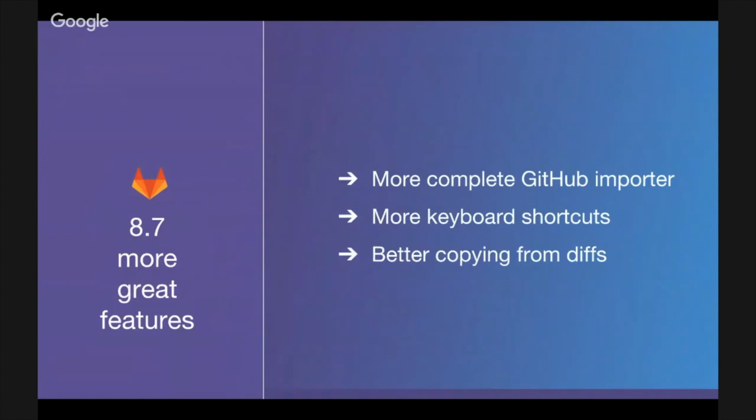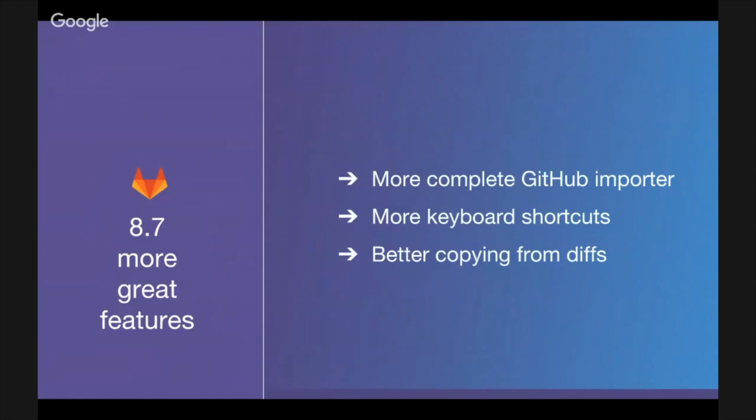We have been able to import projects from GitHub for a while. With GitLab 8.7, it got a little bit more powerful. We are copying a little bit more stuff from GitHub, just to make it as easy as possible for you to move to GitLab without having to rebuild your issues and rebuild your flow.